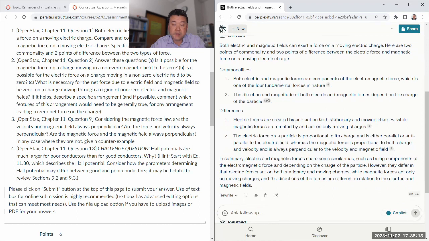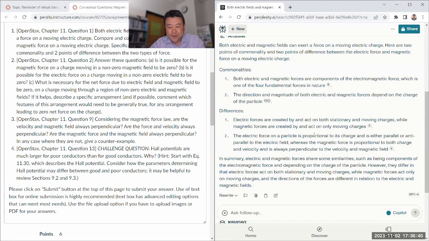Differences: electric force is created by an electron, stationary or moving charges, while magnetic force is created by an electron, only moving charges. Yeah, I guess that's right. Magnetic forces, so fields, are also created by moving charges, moving electric charges. That's actually the topic of, oh, sorry, next week, not this week.